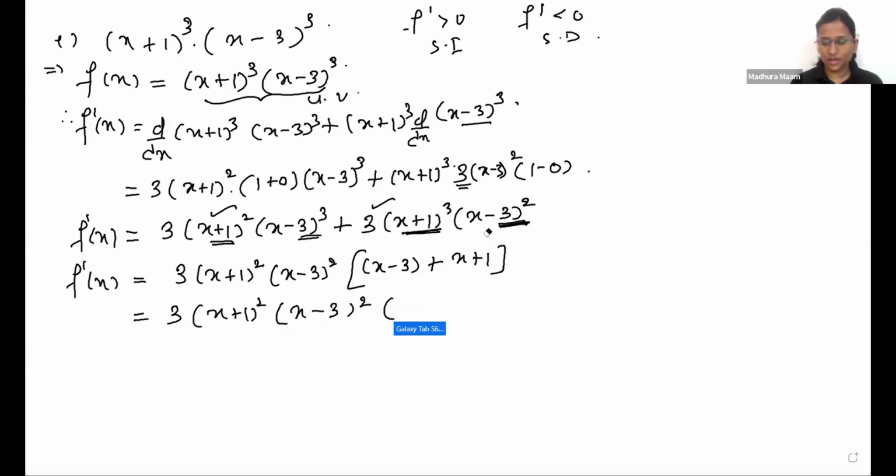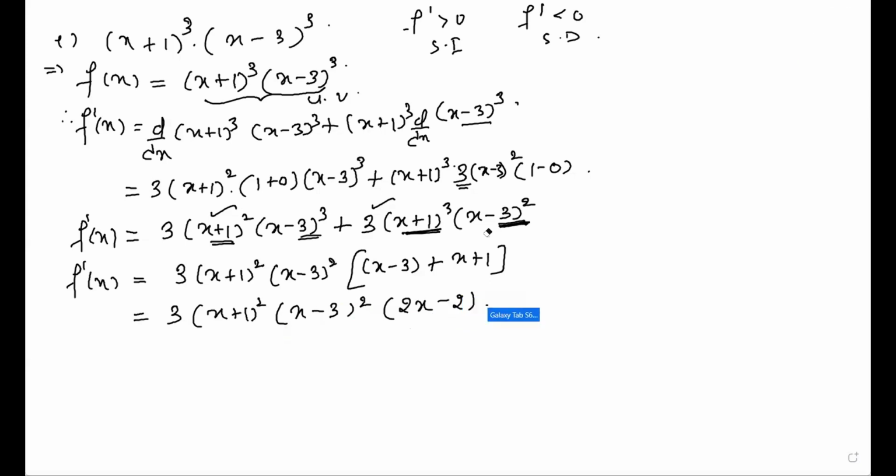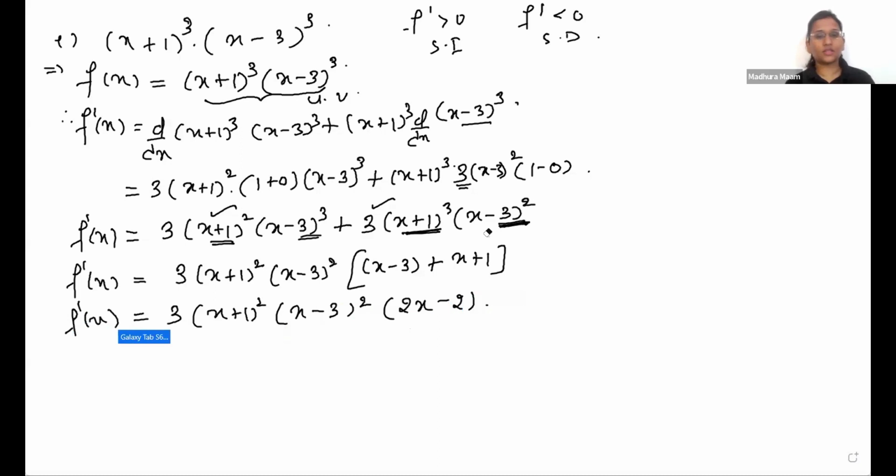Now what is x plus x? 2x, and minus 3 plus 1 will give you minus 2. Now this is your f dash of x. Is this clear to everyone? Yes, ma'am. What I have solved? Any doubts to anyone in this particular question?